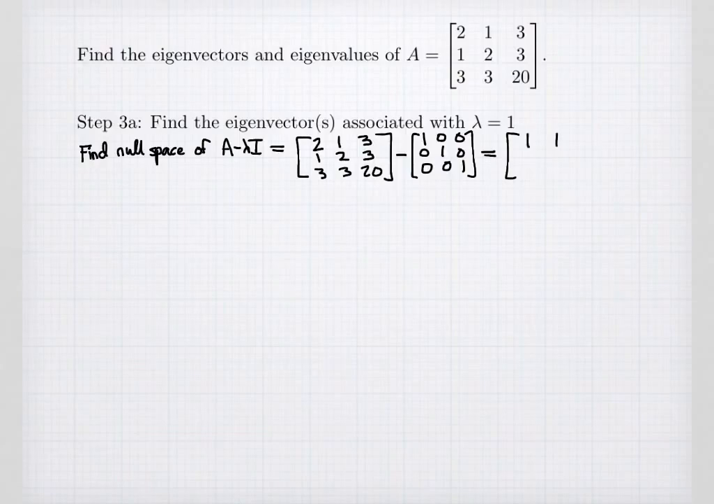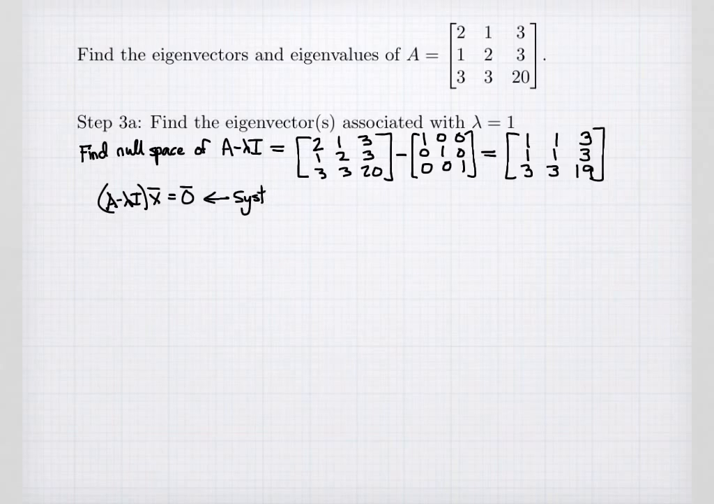So I get 1, 1, 3, 1, 1, 3, 3, 3, 19. Now the null space is asking, this is a matrix, and the null space is saying what vector can I multiply by and get back the 0 vector, and this is a system of equations. So when I want to solve my problem, I'm going to find the reduced row echelon form of the A minus lambda I matrix.